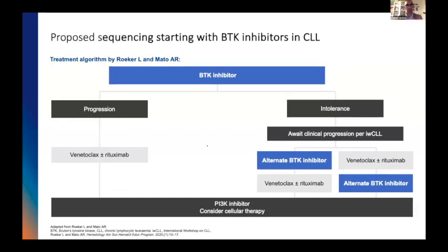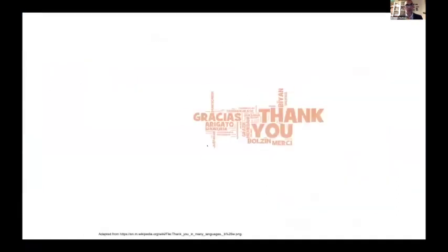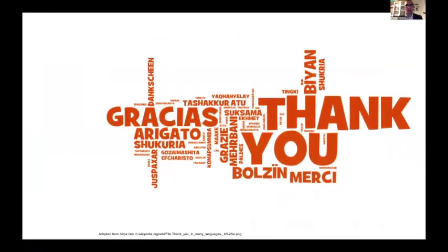And this would be the treatment algorithm that I stole from Lisa Roker and Anthony Mato, but I think this is probably the way the world is going to go. Either venetoclax rituximab at progression, or if they're intolerant, try to switch, and if not, change to venetoclax rituximab. I'm going to leave it there in the interest of time. So thank you very much for your attention.